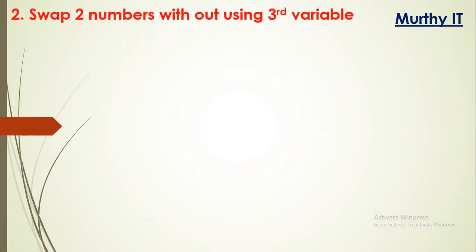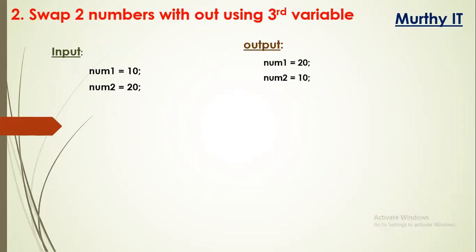Swap two numbers without using a third variable. The input is this, and the output is this: after swapping, they have to interchange the values, right? So first, without using a third variable, what we have to do is addition. We add these two numbers and assign the result to one of the variables.